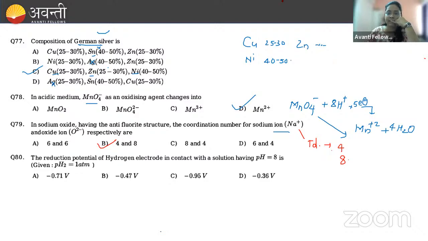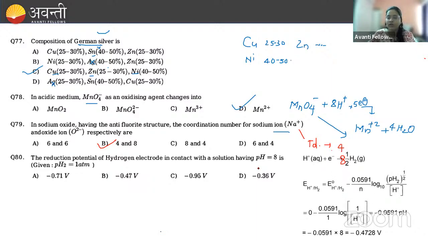What will be the answer? Reduction potential of a hydrogen electrode in contact with a solution having a given pH. We need to find the reduction potential. You know the Nernst equation, right? E cell is equal to E naught of cell minus 2.303 RT over nF, log of product divided by reactant concentration. I'm going to use the Nernst equation here and calculate the reduction potential for the hydrogen electrode. So here, in the hydrogen electrode, what is going to happen?